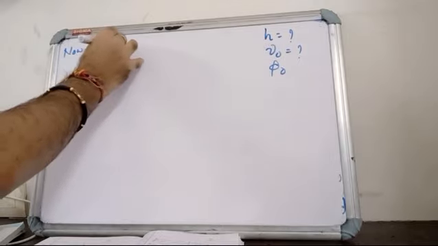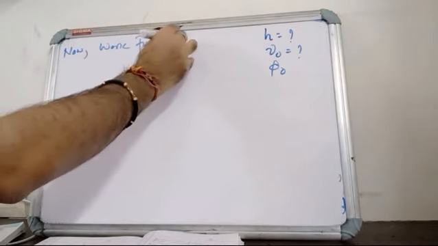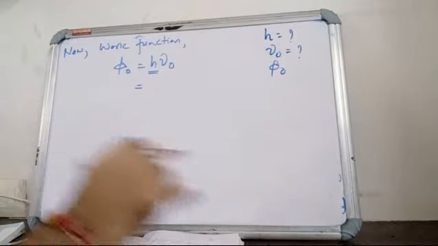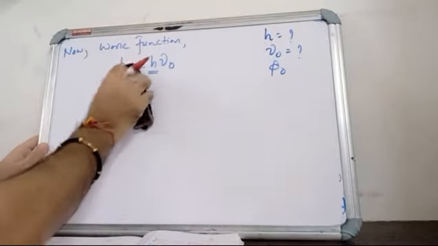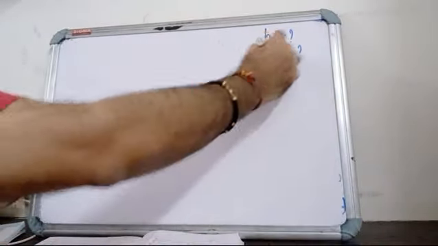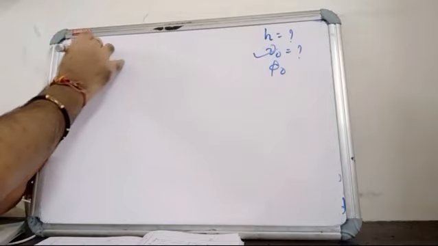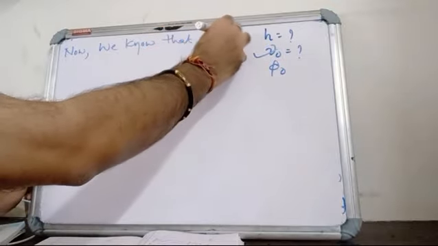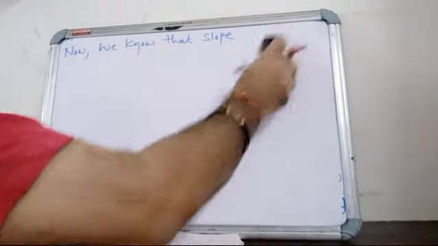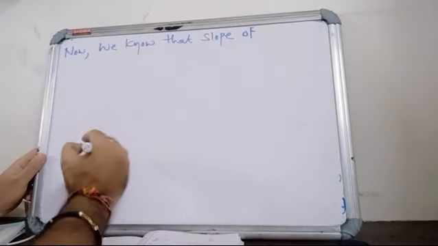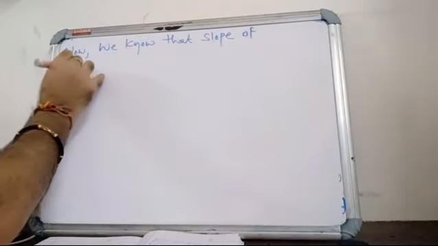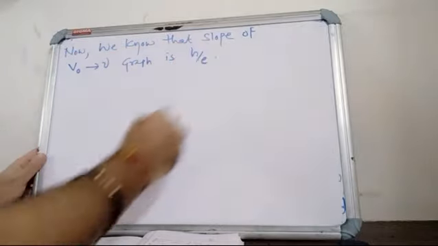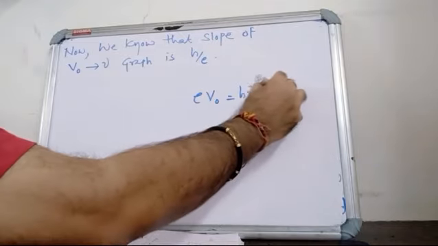Now work function. Work function phi 0 is equal to h nu 0. But for that we require h. Sorry, so first of all, let's calculate h. We have obtained nu 0. Now, we know that the slope of the stopping potential versus frequency graph is h by e. We know that eV0 is equal to h nu minus phi 0.